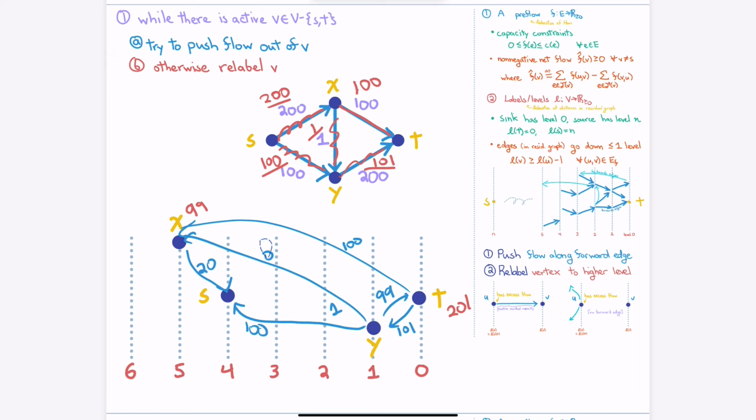Yes, I think this number. Yeah, so now you can finally push the 99 units of flow back from X into S. So that'll disappear. This will be some 99. This will become 101. This will update slightly. This will become 101. This will become 99 or something. Okay. And if you look up and to the left, we have our max flow.